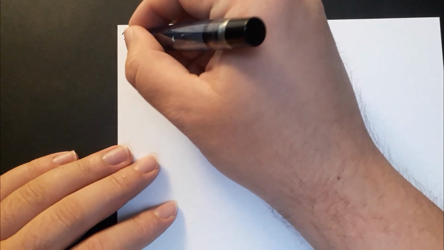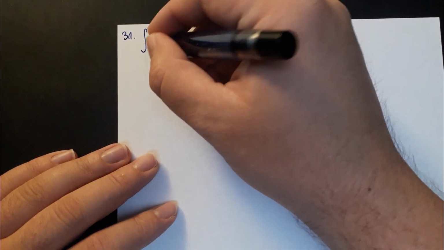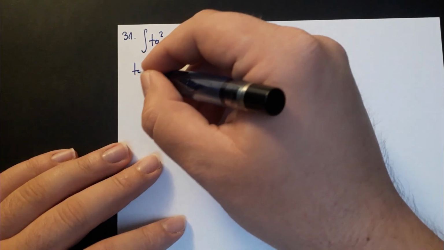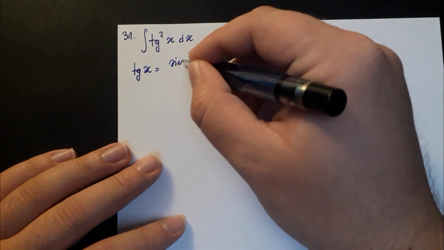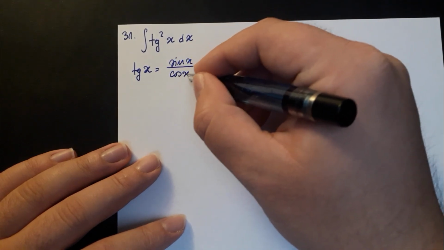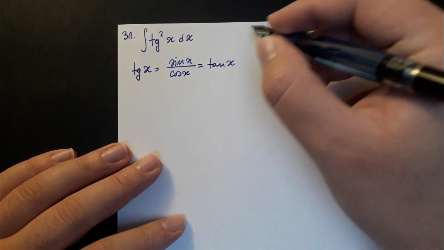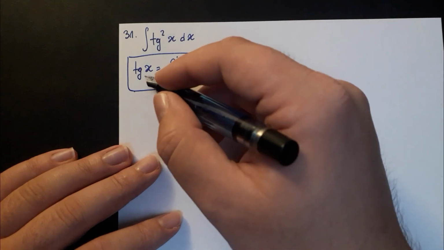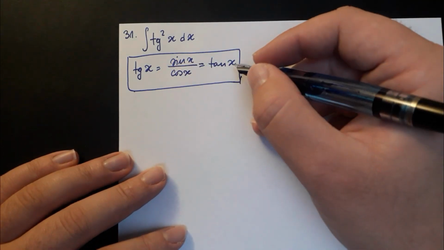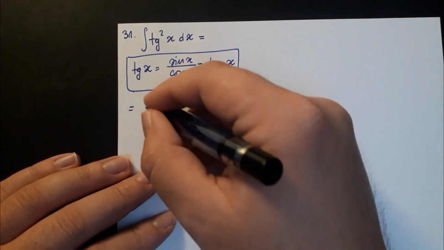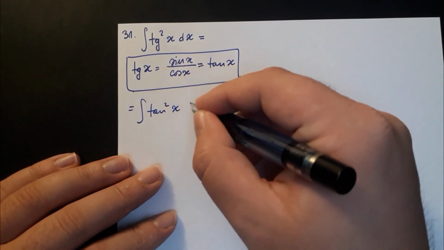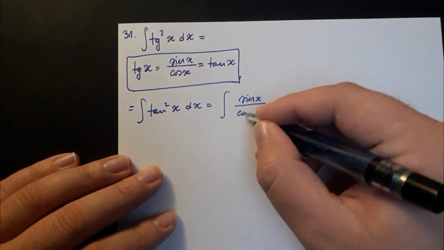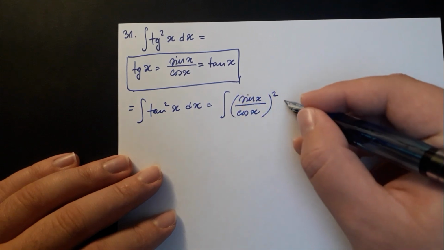The next integral is 31 on our list, tg squared of x dx. Now, function tg of x is defined as sine of x divided by cosine of x, which is the function tan of x. So depending on the literature you use, you might find one notation or the other. They mean the same thing. So this is equal to an integral of tan squared of x dx, which is equal to the integral of sine of x divided by cosine of x, squared, dx.